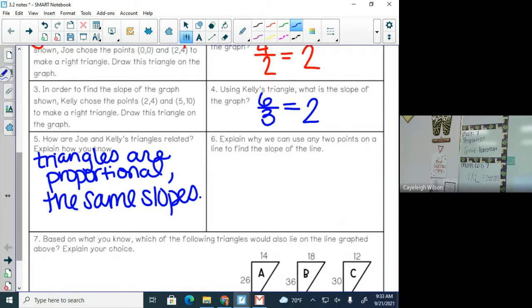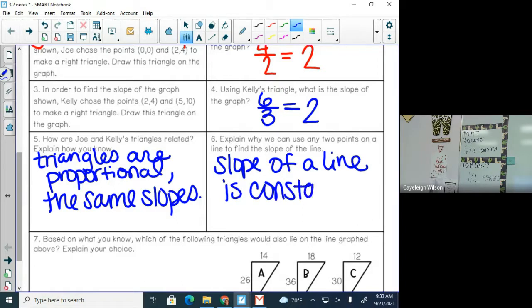All right, number 6, explain why we can use any 2 points on a line to find the slope of a line. Anybody know why we could use any 2 points? We talked about it yesterday. Remember? Reagan? Does it matter? It's gonna be the same slope. Because the slope of a line is, can I know a word for that? The slope of a line is constant.